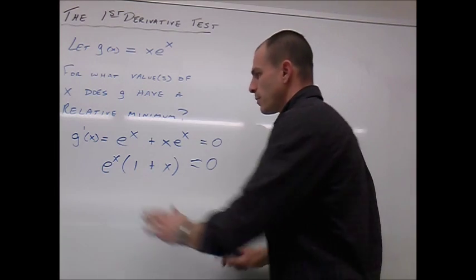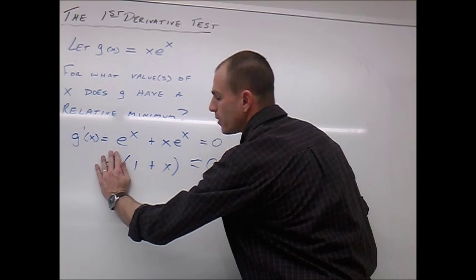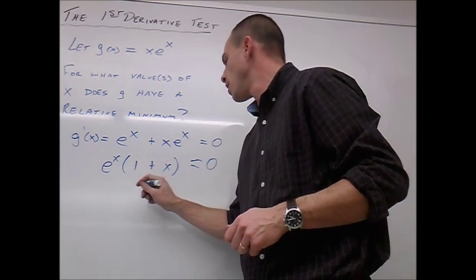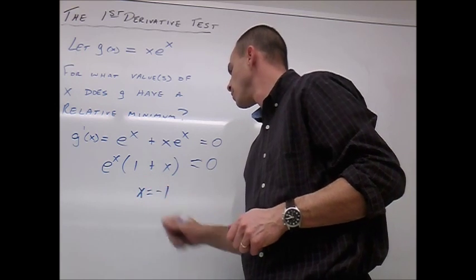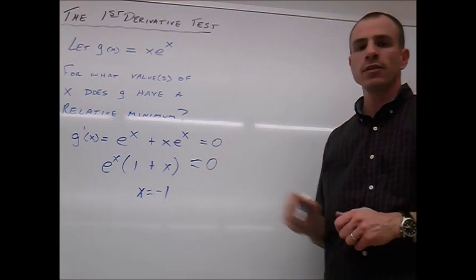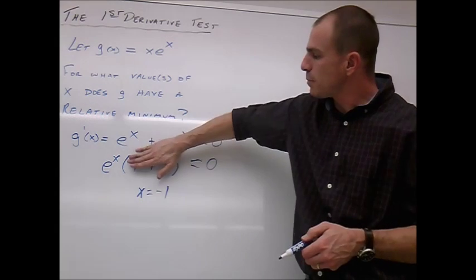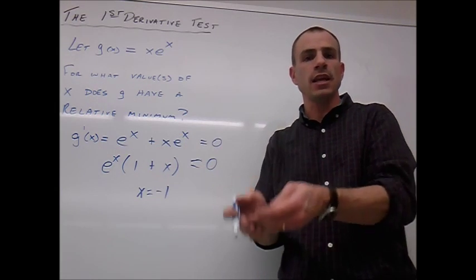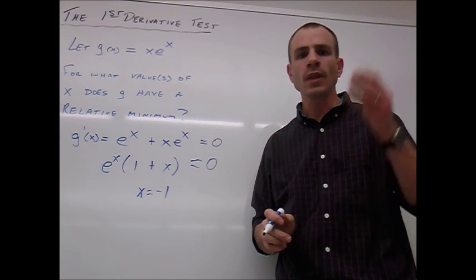Okay, so if we cover up the first part there, we have 1 plus x is equal to 0. I think you would all agree with me that x could be equal to negative 1. Okay, there's a critical number because negative 1 plus 1 obviously equals 0. Now we cover up the second part. We have e to the x is equal to 0. When does e to the x equal 0? That was a trick question.